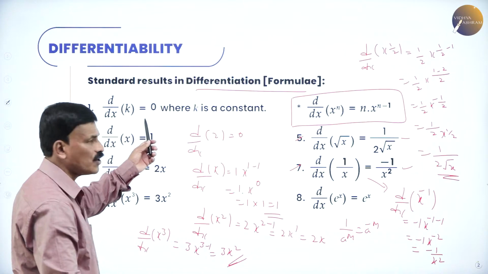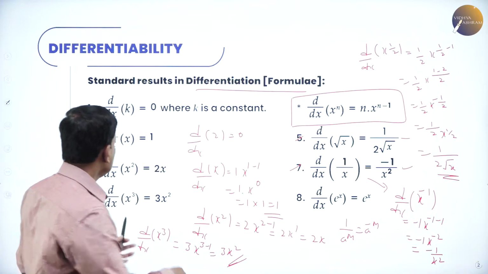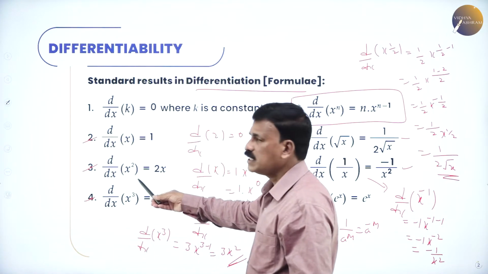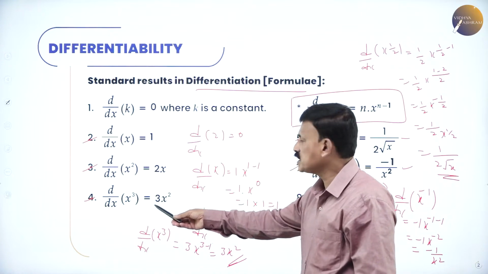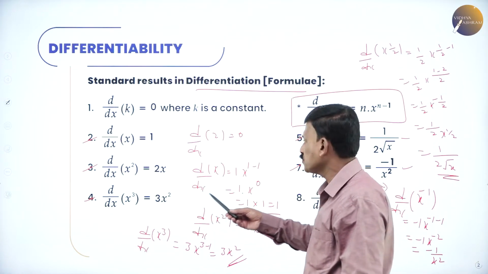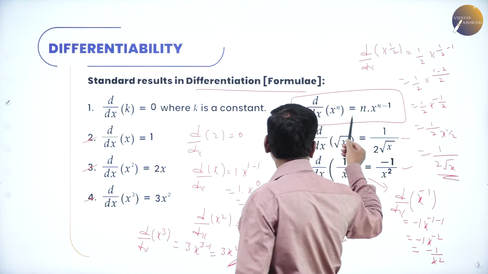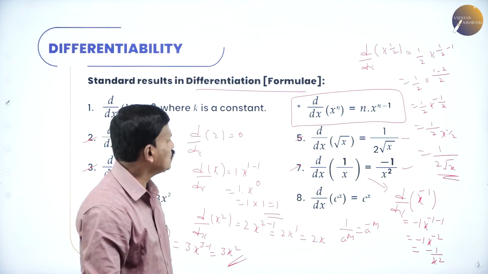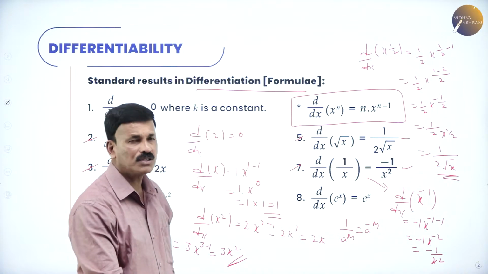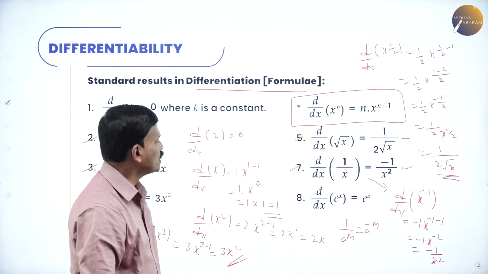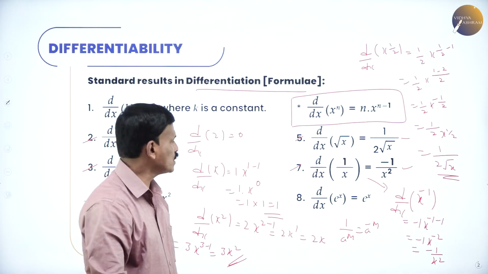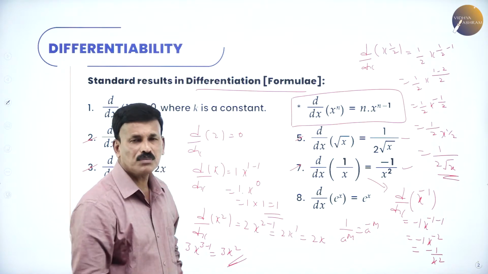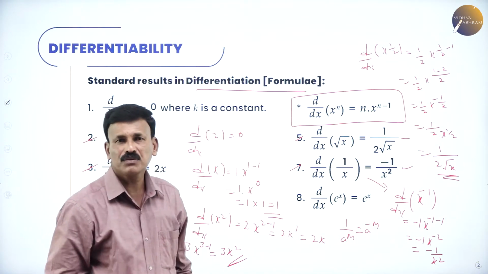d by dx of a constant, the derivative of a constant, is 0. d by dx of x is equal to 1. d by dx of x square is equal to 2x. d by dx of x cube is equal to 3x square. And d by dx of x to the power of n, this is a very important formula, is n x to the power of n minus 1. d by dx of root x is 1 over 2 root x. And d by dx of 1 over x is equal to minus 1 by x square. And d by dx of e to the power of x is equal to e to the power of x.